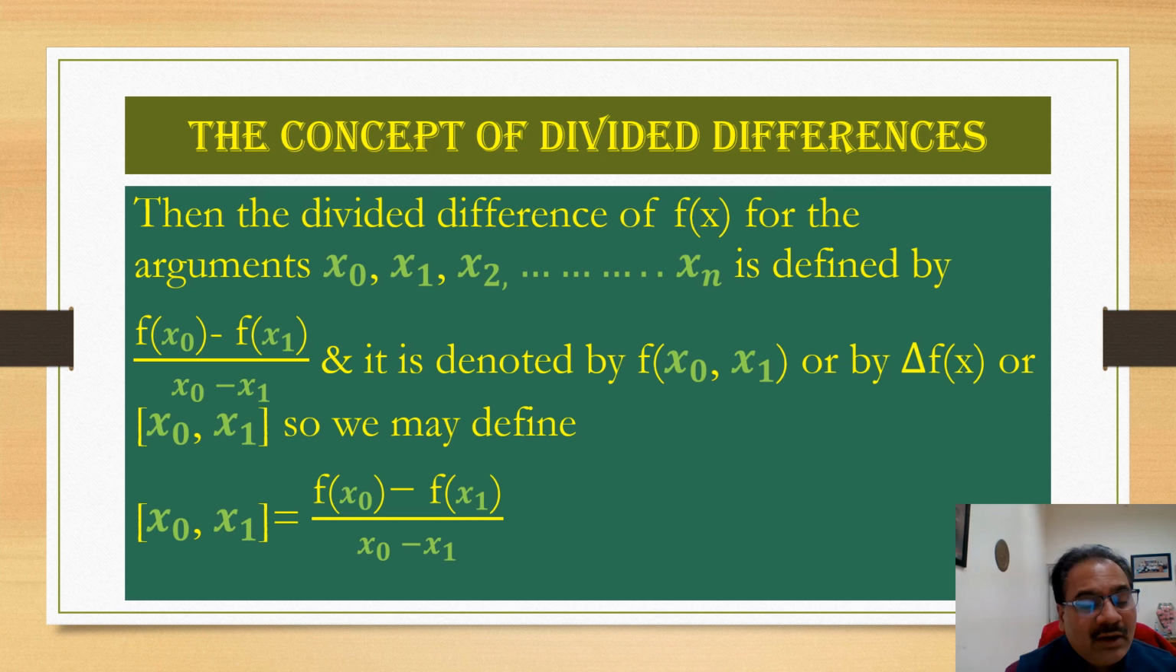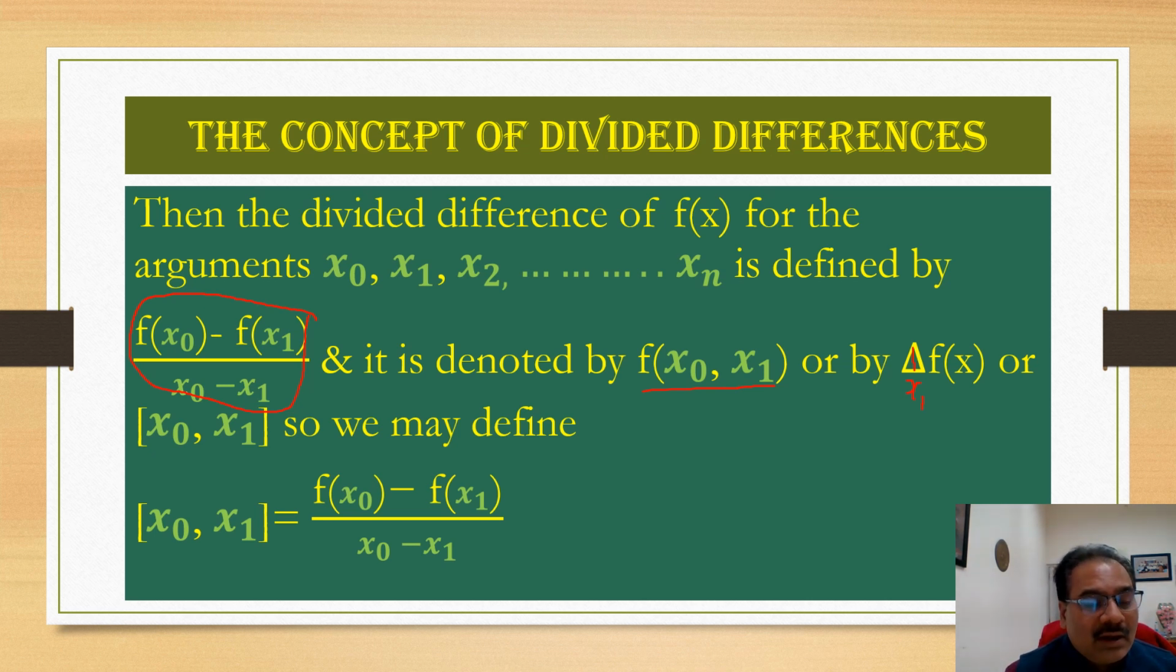Just look at the divided difference. The difference in the numerator, f(x0) minus f(x1), is divided by x0 minus x1. Because of that division, this is known as divided difference. The most common and easy way to denote it is f(x0, x1), or sometimes we write it with a bracket notation, f[x0, x1], meaning divided difference for the interval x0 and x1.